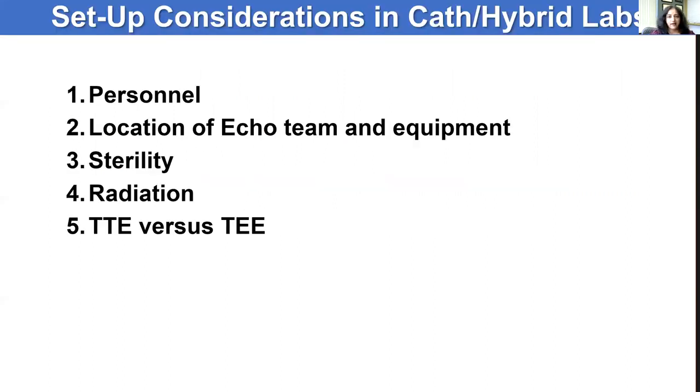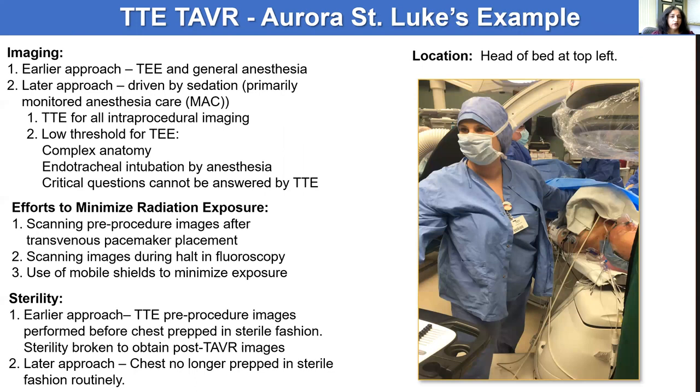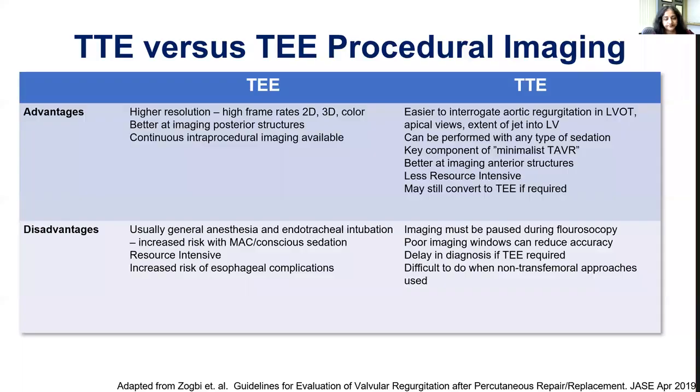And the setup considerations in the cath and the hybrid labs are some of these. And just to sort of give you an example of what we do here at Aurora St. Luke's, you see here in this image a sonographer who's at the head of the cath lab table performing pre-procedure transthoracic images prior to deployment of the TAVR. Earlier, we had done TEE and general anesthesia, and driven by interest in a more minimalist TAVR approach, with sedation, we have switched now to transthoracic echo for almost all of our TAVR procedures. There are plenty of institutions that still use TEE for TAVR.